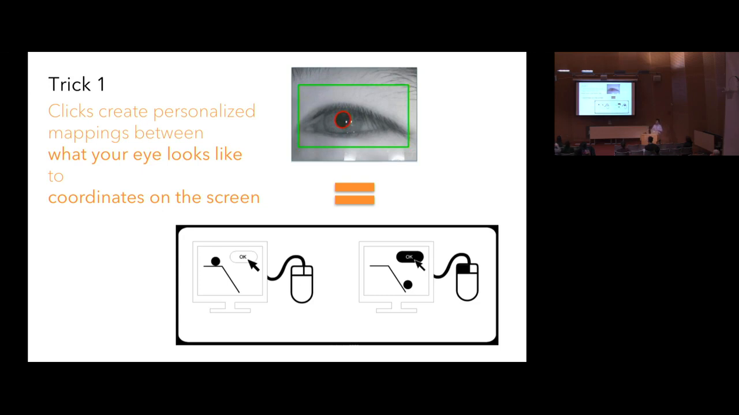And the idea is, if you're using a website, the longer you use it, the more times you click on the page, you interact with it, right? And so these clicks can create more and more mappings between what your eye looks like and features from your eye to positions on the screen. So you can build that up over time. So that's the first trick.